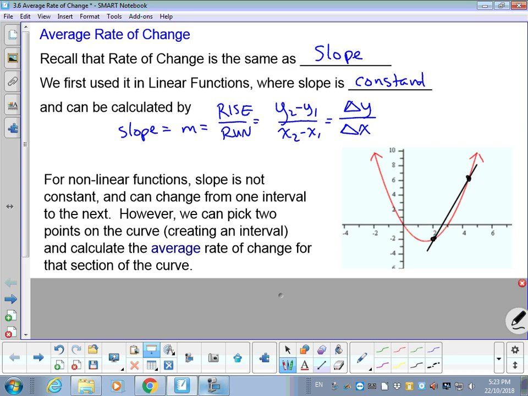Remember, a line that looks like this, a line that goes up left to right, would have a positive slope. And on that section of the curve, this function is increasing. Remember the first unit that we did in this course? Whereas if I picked a section over here, I'm just going to freehand this one, and did this slope calculation, I would be getting a negative slope, and that section of the curve is decreasing.